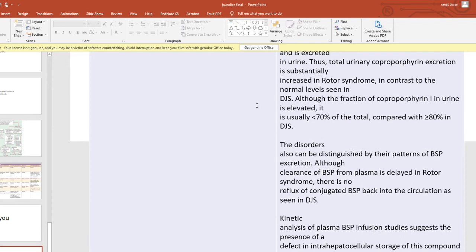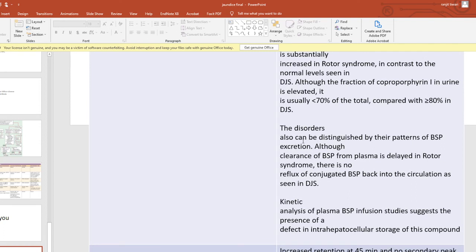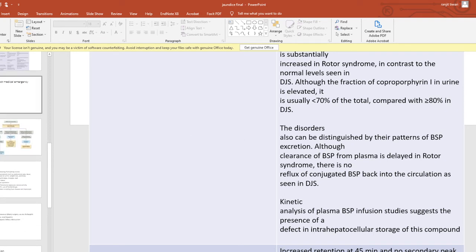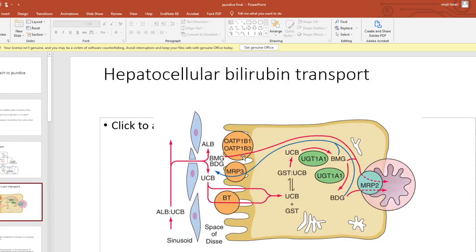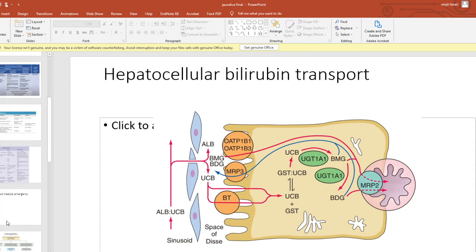Regarding the BSP test, the bromosulfophthalein test, although it is not done nowadays, the disorders can also be distinguished by their patterns of BSP excretion. Although clearance of BSP from plasma is delayed in Rotor syndrome, there is no reflux of conjugated BSP back into the circulation as seen in Dubin-Johnson. In Dubin-Johnson syndrome, since this is defective, there is reflux of the BSP back into the circulation. But in Rotor syndrome, there is no reflux back. That's why there is no secondary peak.